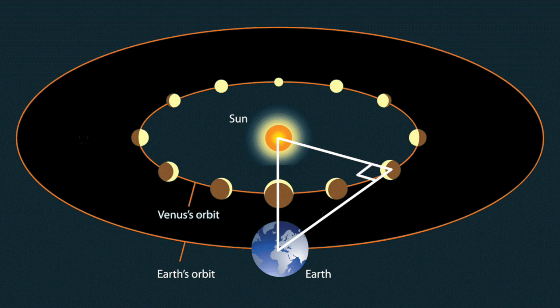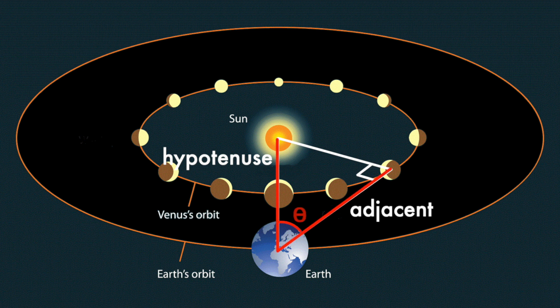In this right angle triangle, the distance from the Earth to the Sun is the hypotenuse, and the distance from the Earth to Venus is adjacent. And from the Earth, we can directly measure the angle between Venus and the Sun. Okay, now let's put this into a nice drawing.